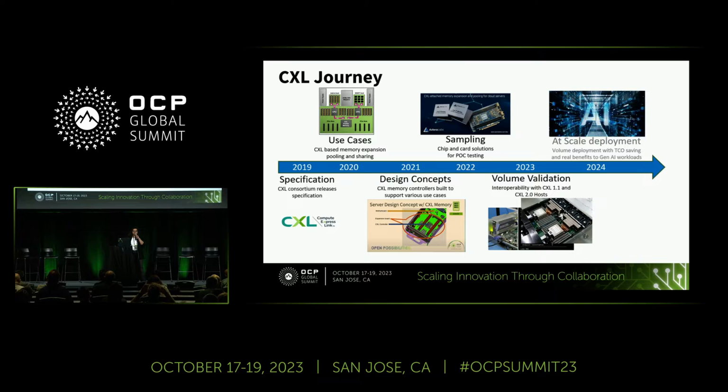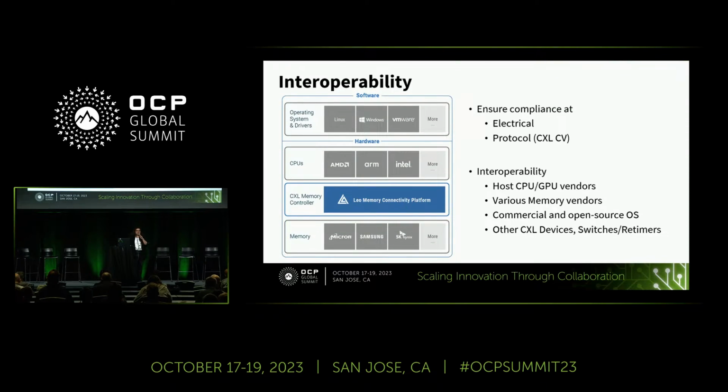2024, we want this to go into racks. And what do we need to get there, right? Here are some building blocks. So the first thing we want to do is interoperability, right? So we have compliance at the electrical and the protocol level. But then to take it to the next level, we want to be able to mix and match any of these hosts and still be able to interoperate without any issues.